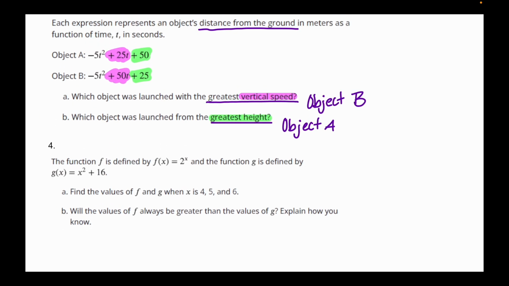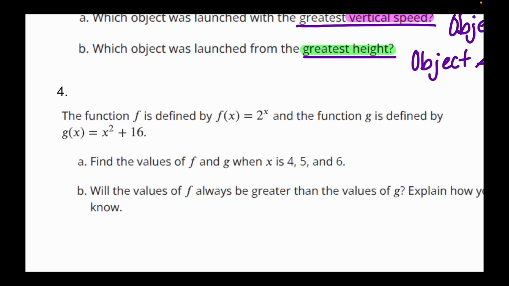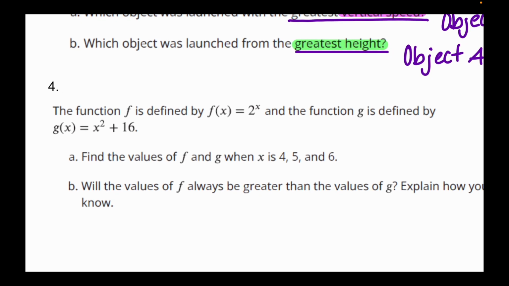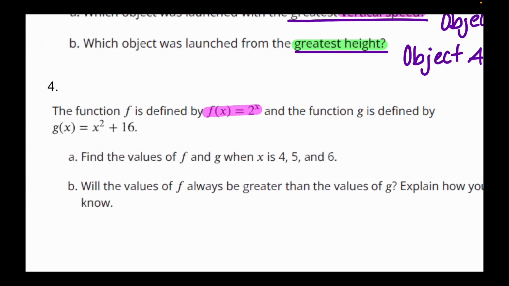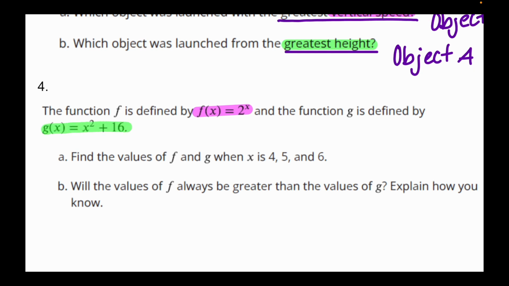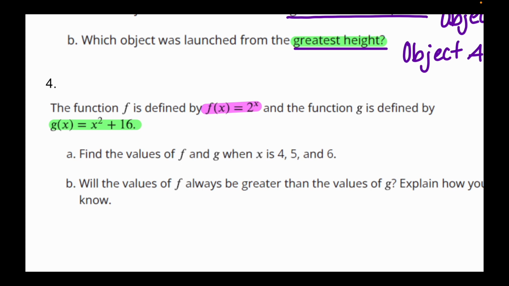That's going to bring us then down to question 4. The function f is defined by f of x is equal to 2 to the power of x, and the function g is defined by x squared plus 16. So let's highlight our two functions here, so that way we know what we're talking about. Those important pieces stand out.